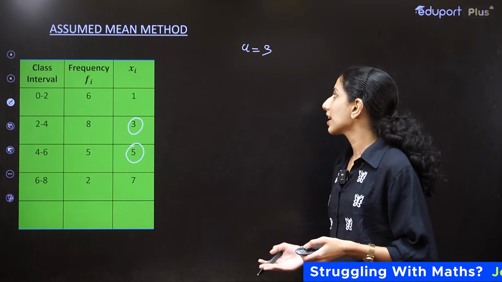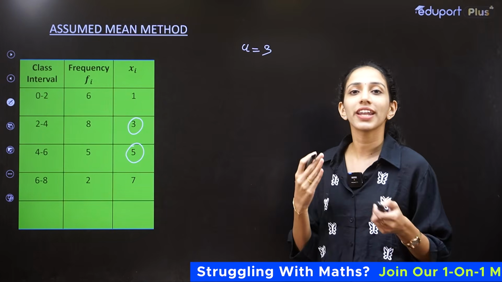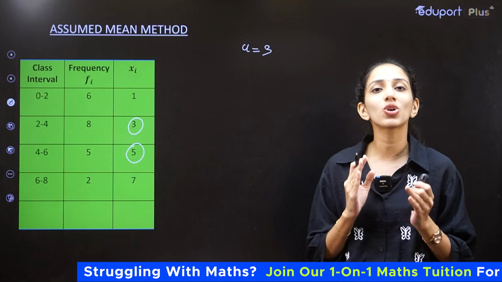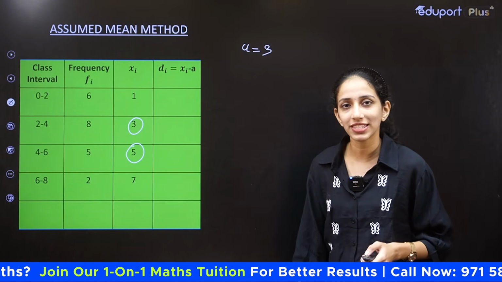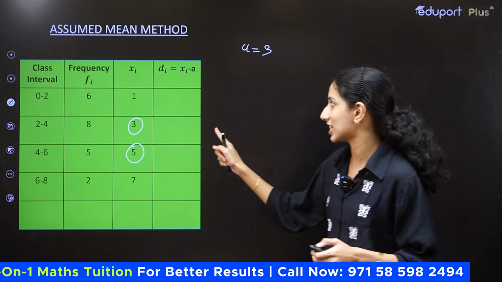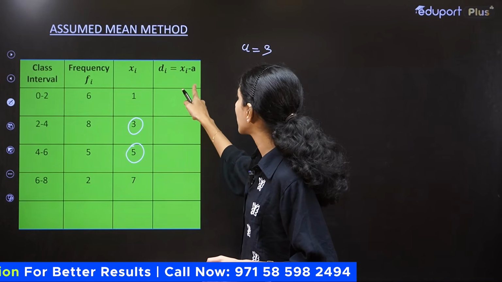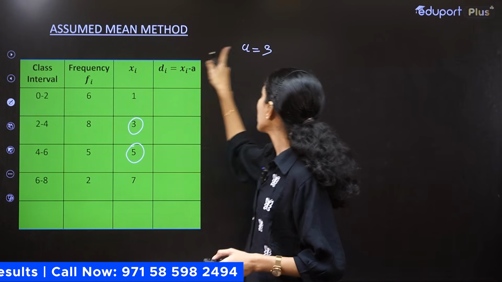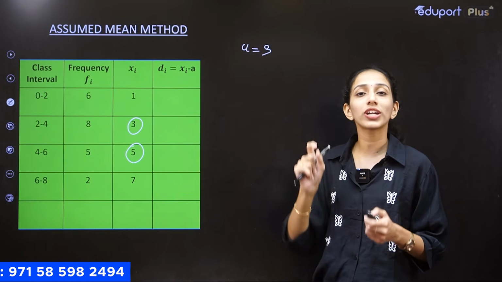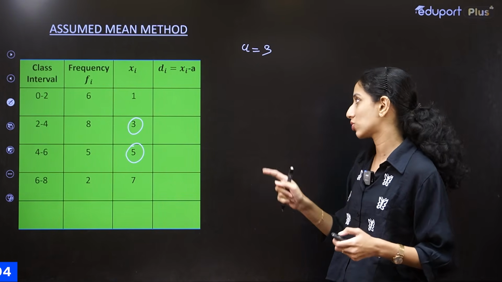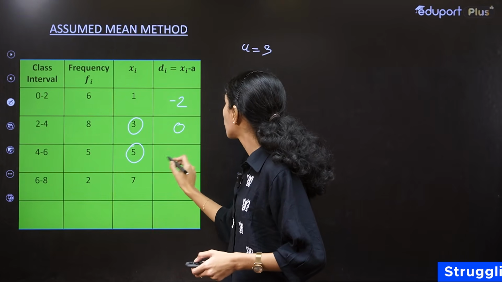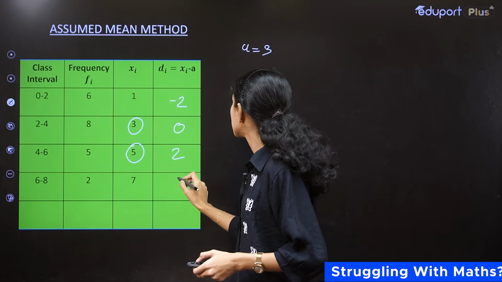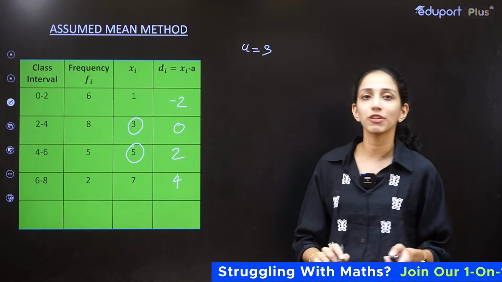Okay. Then here we are going to find the next column. What will be the next column we want to add? Yes, that is di, that is xi minus a, and we are going to find each di. What will be xi minus a? xi is here 1 and a is fixed. What is the value of a? a is 3. So 1 minus 3 is minus 2. Then 3 minus 3 is 0. 5 minus 3 is 2. 7 minus 3 is 4. So here we have the values.